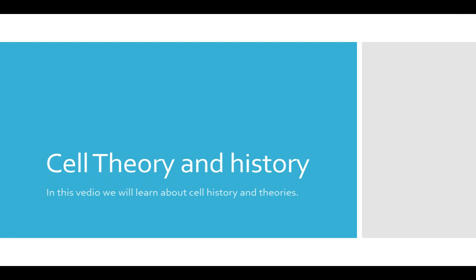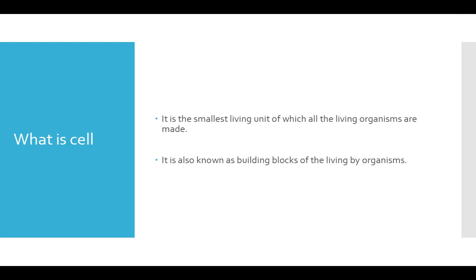Firstly, to understand what is cell theory and what is the cell history, we need to understand about the cell, of which we are going to learn about in this video. So firstly, what is cell? The cell is the smallest living unit of which all the organisms are made. Or if I say in simple language, all the living organisms are made up of cells. It's the smallest unit of the body of all living organisms.